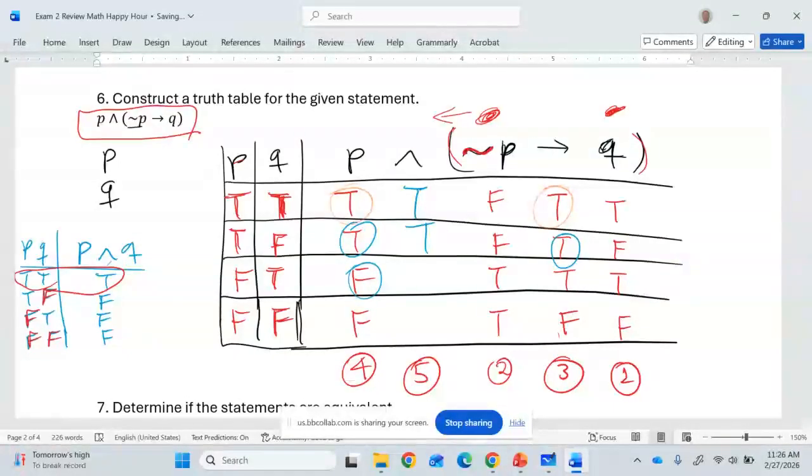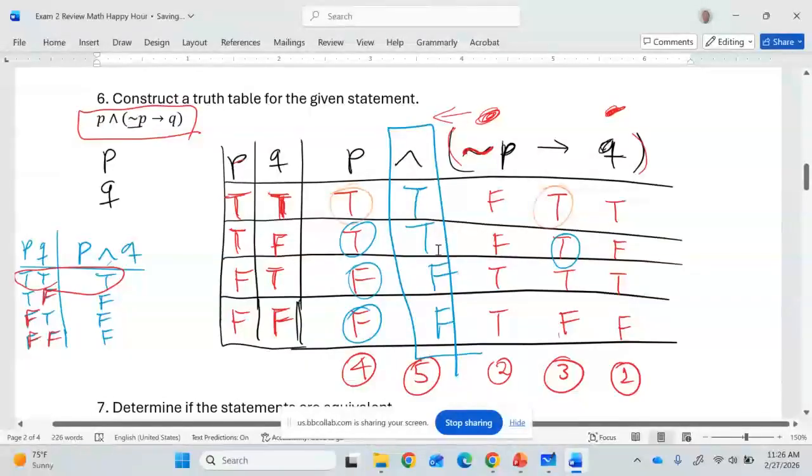As long as there's one false, it makes the statement false. And same thing, I have another false, so this is false. So these columns are the final values of the entire table. So true, true, false, false. Okay, so that was this example.